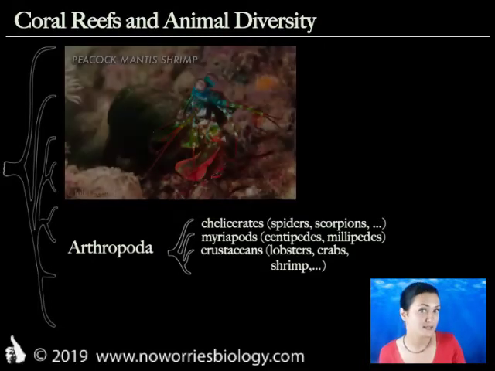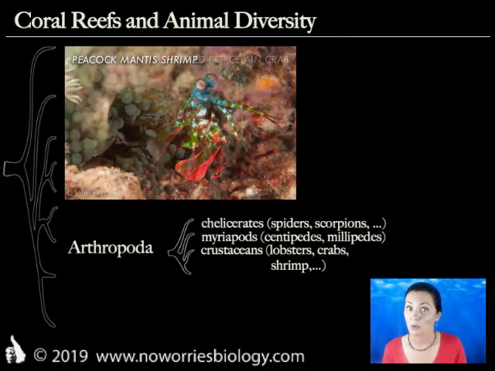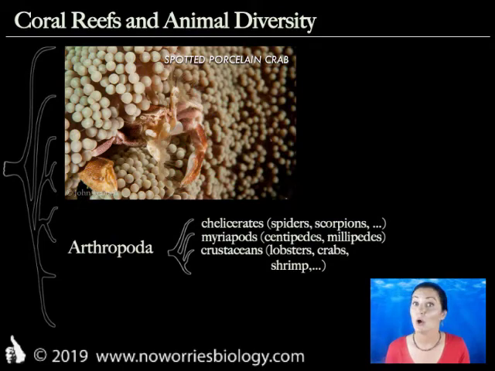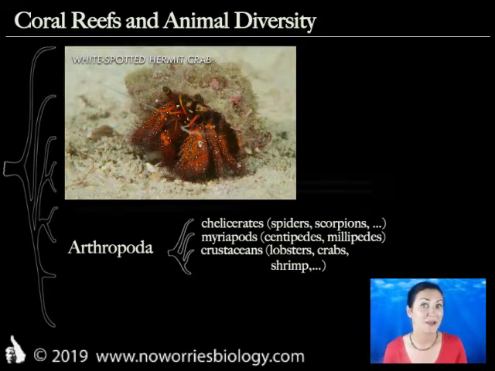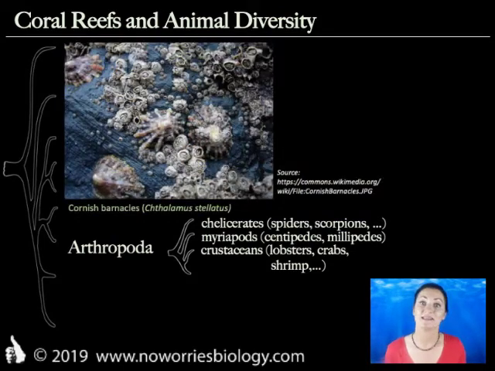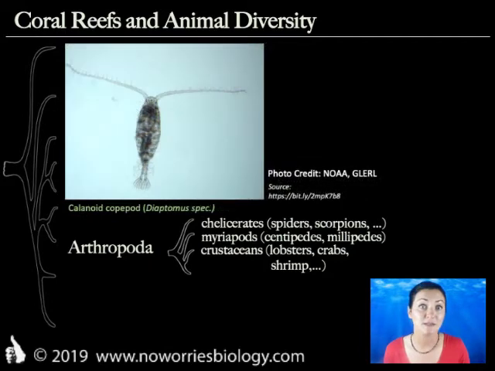But mantis shrimp, porcelain crabs, hermit crabs, barnacles, which are sessile, meaning only attached to a living or non-living surface when they are adults, and copepods, a group of very small animals, belong to the crustaceans as well.